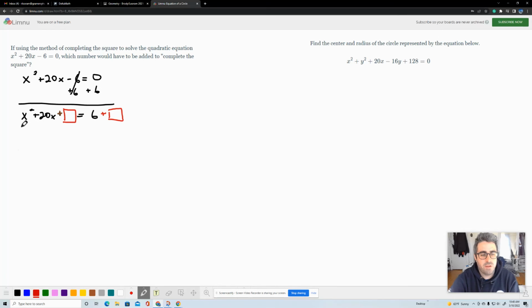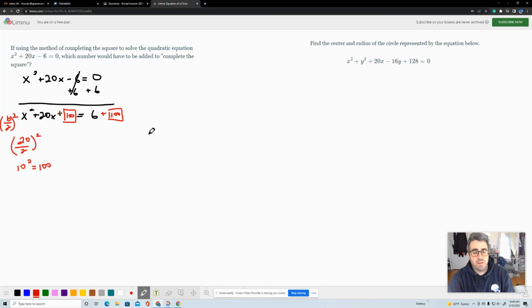To do that, I divide the b term by 2 and square it. You do this every time, so I'll just write over here, b over 2 squared. And this works every time. 20 divided by 2 is 10. 10 squared is 100. So I'm plugging in 100 here and 100 here.